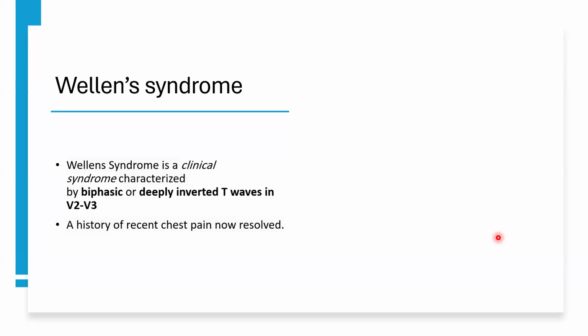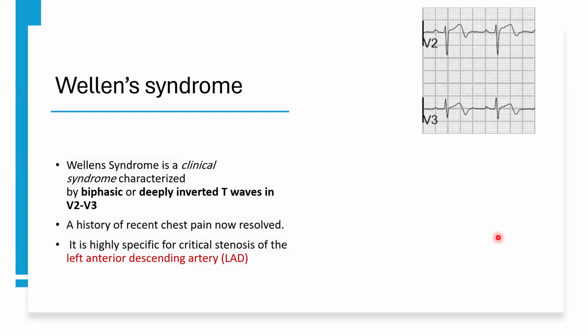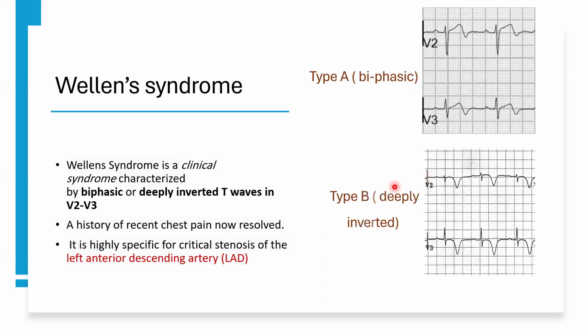And this pattern could go one of two ways. It could have in V2 and V3, it could be type A or biphasic T wave, like this example, or it could be type B or deeply inverted T wave. And when we see this pattern and we suspect Wellen syndrome, as a clinician, I put in my mind that this is very highly specific for critical stenosis of LAD, and this patient actually needs PCI, or else he will develop acute anterior myocardial infarction.